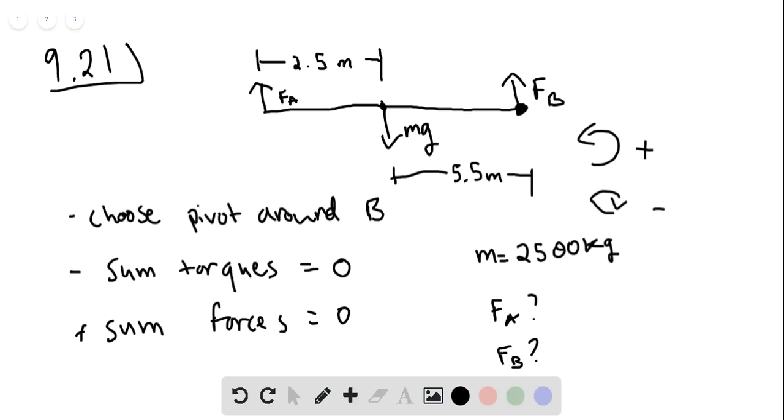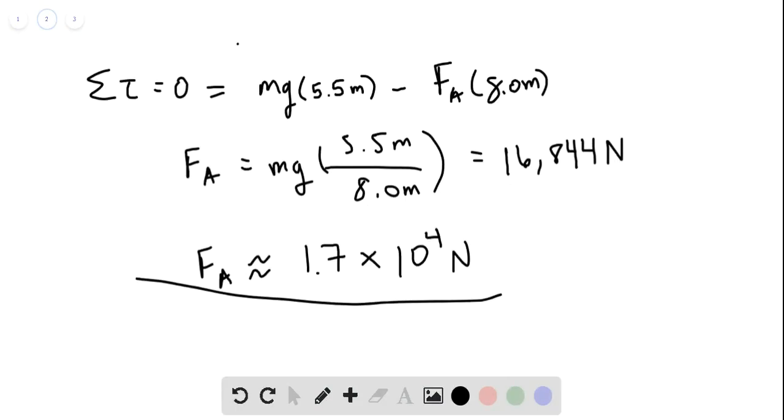So what do we want to do first? We can use either the sum of the torques equals 0 or the sum of the forces equals 0. I just decided to use the sum of the torques, and I chose my pivot to be around B. You could do A if you like, but it should work out to be the same both ways. So going the way that I did, if you sum the torques, then you're going to have mg times 5.5 meters minus FA times 8.0 meters.